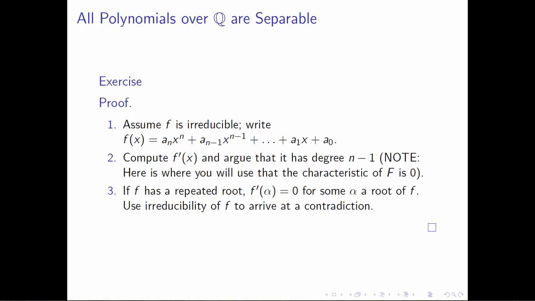If the polynomial f has a repeated root, then f prime of alpha should be 0, where alpha is a root of f. And what you're going to do is use the irreducibility of f to arrive at a contradiction for that. So you're going to use the idea that when you're looking at the minimal polynomial or an associate of the minimal polynomial, it truly has the minimal degree where alpha is a root.